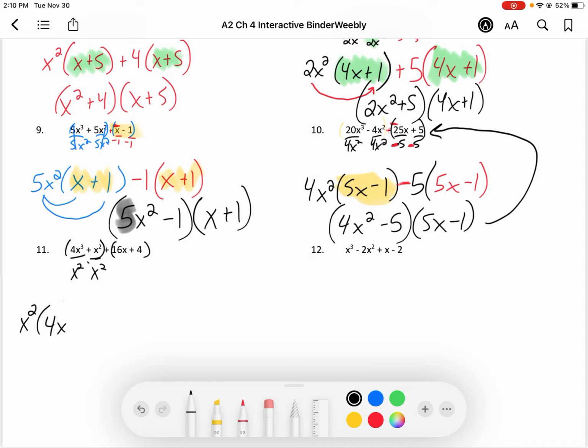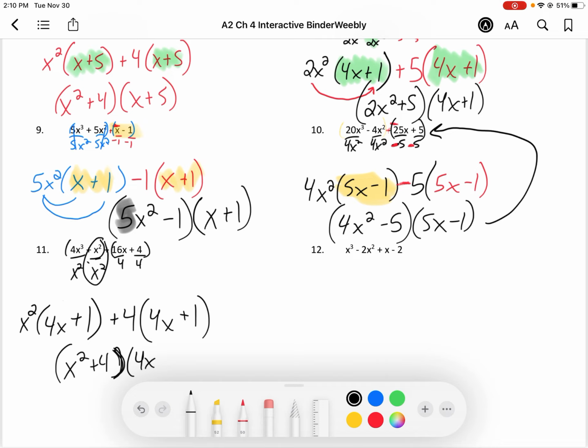So you're left with 4x and then plus, and here's where x squared divided by x squared is 1. It's important we have a 1 there. See, that's a positive 16. So what can we factor out of these last two? Positive 4. And when you divide by that GCF, you're left with 4x. And again, 4 divided by 4 is 1. Our binomials match, so we get x squared plus 4 times, ooh, that looks messy, times 4x plus 1.